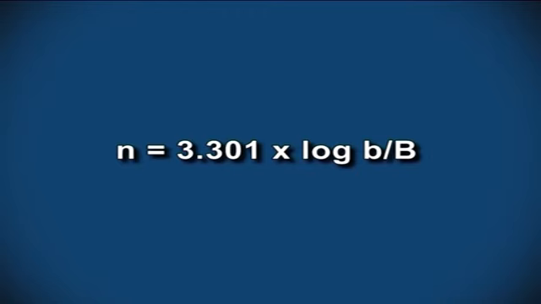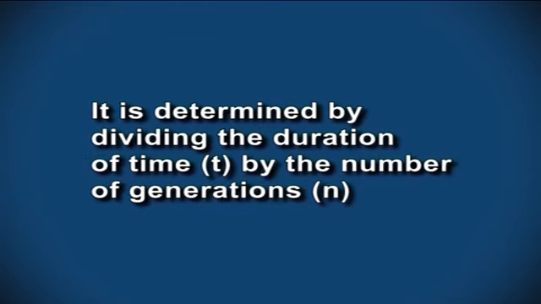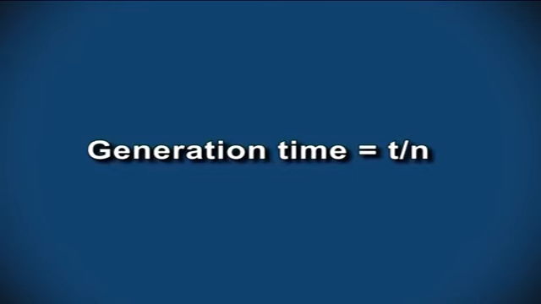The number of generations can be determined by using the formula n is equal to 3.301 into log lowercase b by capital B. The generation time G is the time interval required for the cell population to double. It is determined by dividing the duration of time t by the number of generations n, that is generation time is equal to t by n.